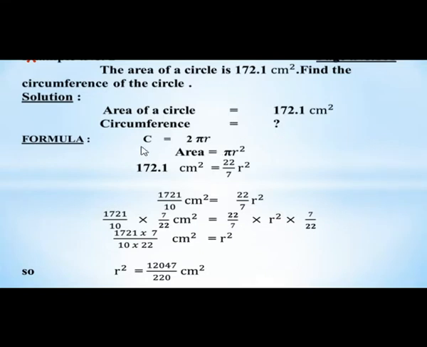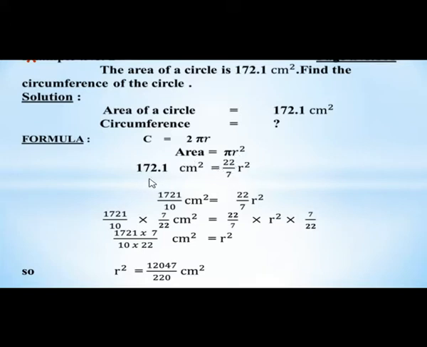Okay, I am using the formula C is equal to 2 pi r. What is given to us? Area of a circle. So I have to start from the formula in which this value is present. So for the area of a circle, I have to use this formula. Area is equal to pi r square. I have to put this value of pi. Pi is 22 by 7 here.